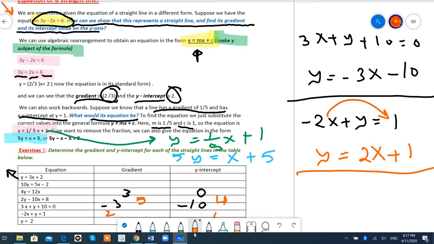The last one is y equals 2. That means there is no gradient because this line is parallel to the x-axis. If you draw the line y equals 2, it passes through 2 on the y-axis, which means this line is horizontal. So the gradient is 0 because there is no x, and the y-intercept is 2. So the y-intercept for this equation, c, equals 2. Okay.